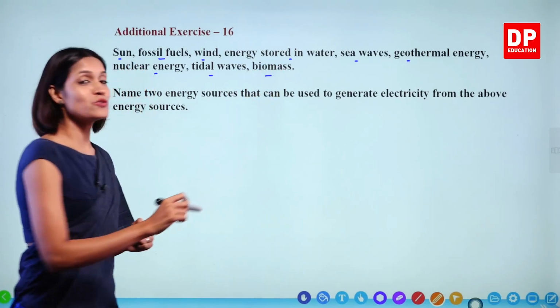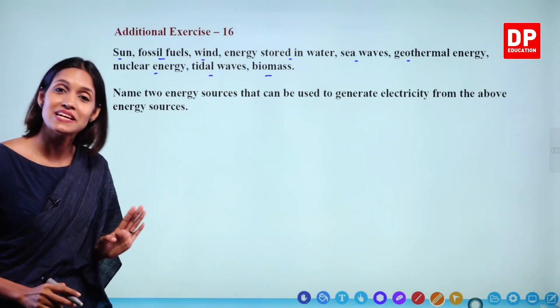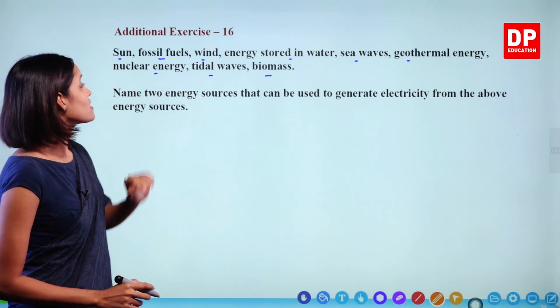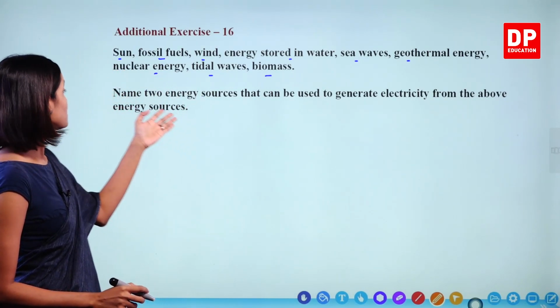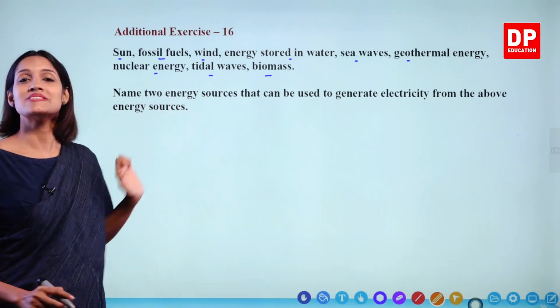So what is the conclusion? All of these energy sources can be used to generate electricity. So here it asks, name two energy sources that can be used to generate electricity from the above energy sources. So you can write any two instances.